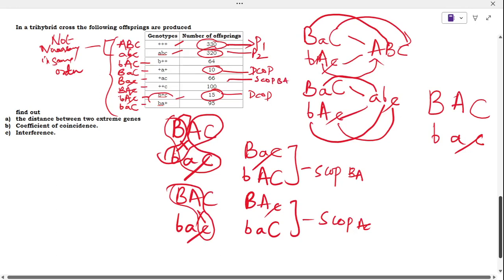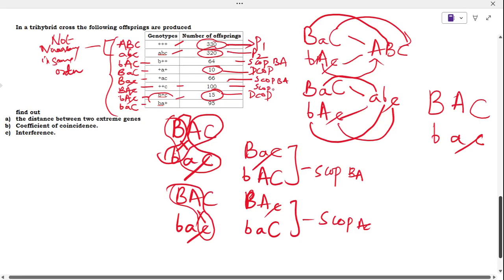Small b, capital A, capital C. This is single crossing over product with respect to BA. Next, we'll write down the other single crossing over product: capital B, capital A, small c. This is 100. This is single crossing over product with respect to AC.